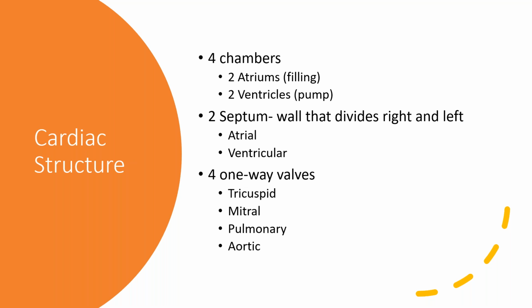The heart is made up of 4 chambers, 2 atrium and 2 ventricles. The atrium are the filling portion of the heart, and the ventricles are the pumping portion of the heart. The left and right sides are divided by a piece called the septum. It divides the 2 sides of the heart. There's the atrial septum and the ventricular septum.